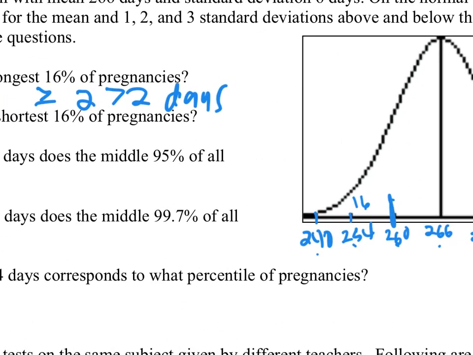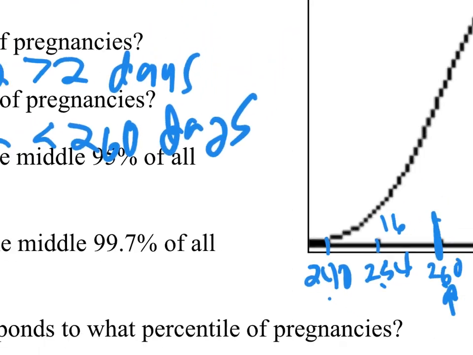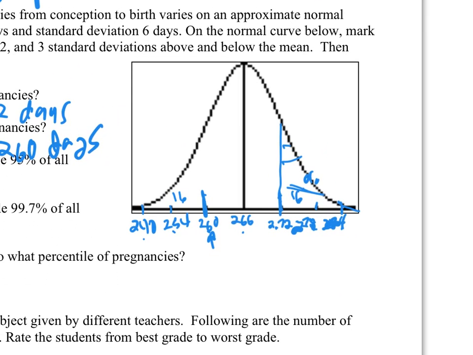How about the shortest 16%? Well, that's already done. Less than what? Right here. Length is less than 260 days. Yeah, you're right. Middle 95. That's not going to use these numbers. 254 to 278. Because it's between 2 standard deviations, you get 95. That's right.